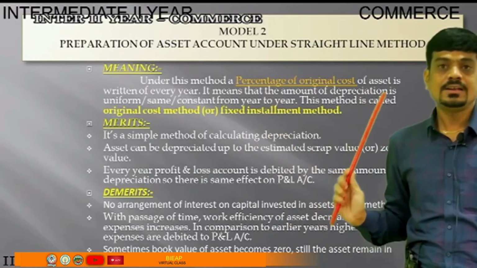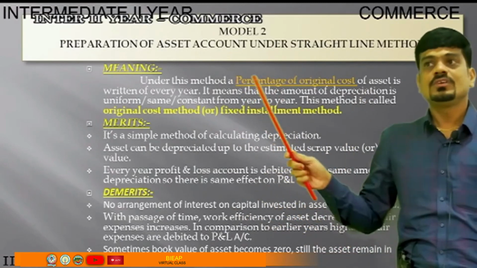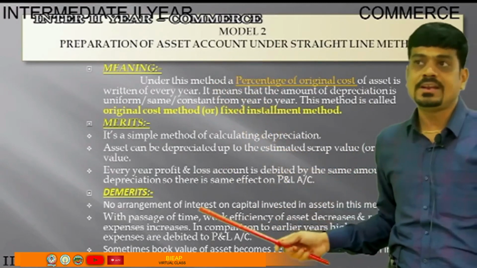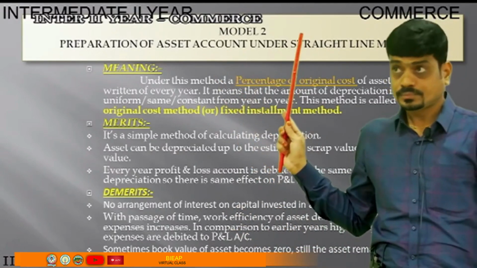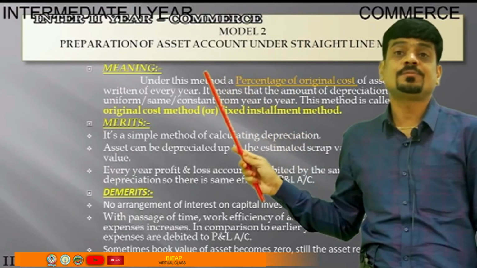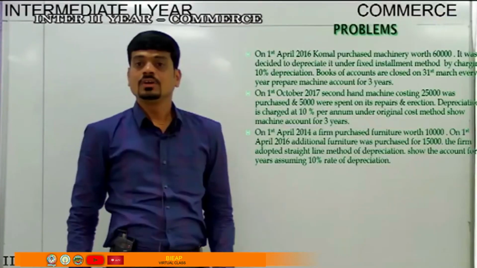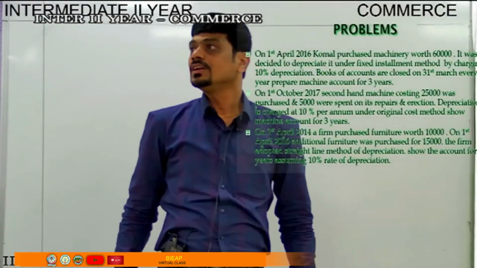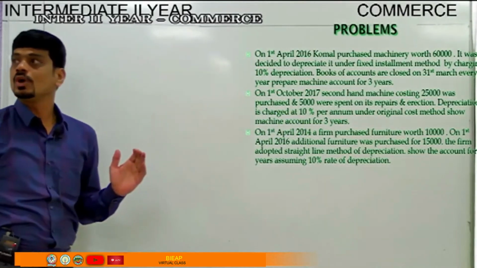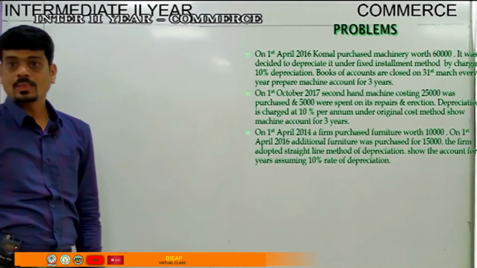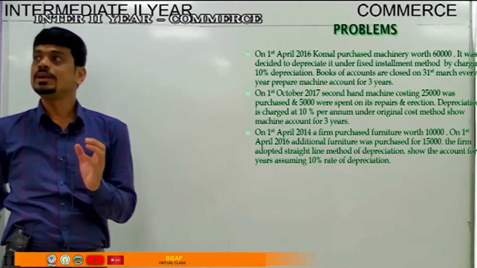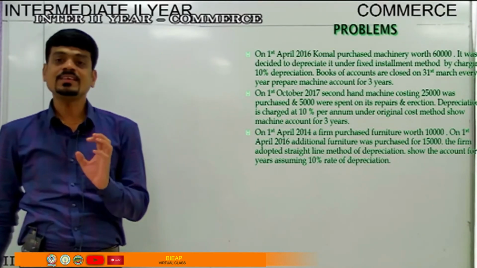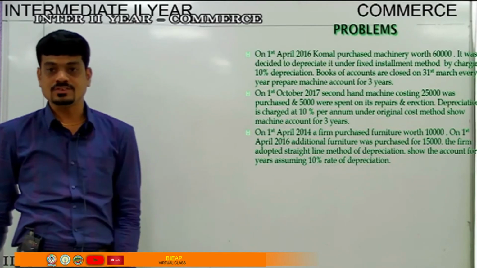Then merits and demerits. Of course, at this level, they won't generally ask you to write merits and demerits, but they'll ask you for 2 marks the theory part, that is explain straight line method. Now, we'll see how to solve the problem. Usually, we are going to get a 5 marks question on depreciation. Compulsory, it's a question on depreciation.